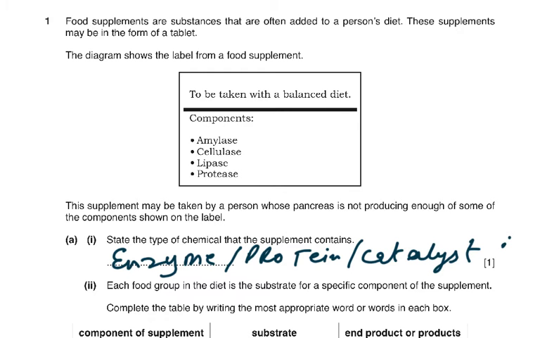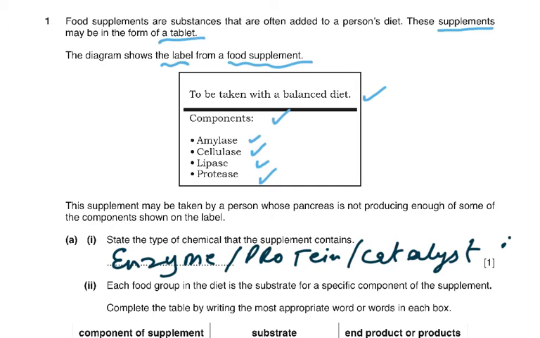Now, looking at question one, it says food supplements are substances that are often added to a person's diet. These supplements may be in the form of a tablet. So, supplements, tablet. The diagram shows a label from a food supplement to be taken with a balanced diet. Components: amylase, cellulase, lipase, and protease. So, we've got four enzymes which you're going to be taking in the form of a tablet.